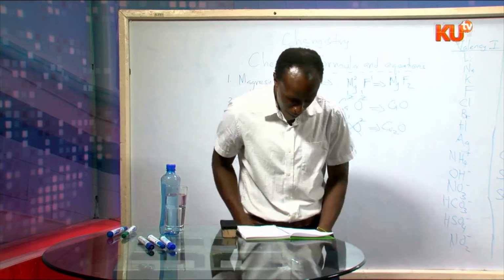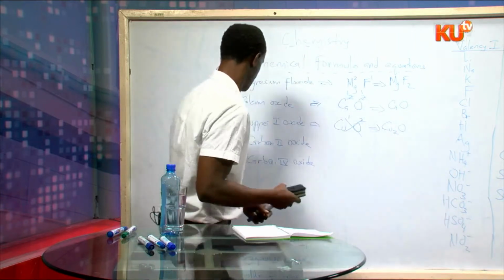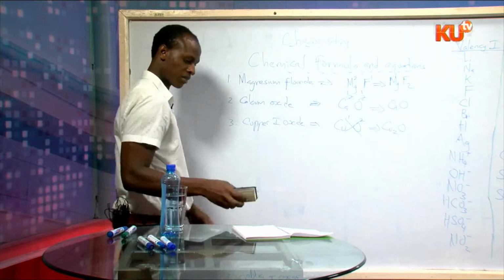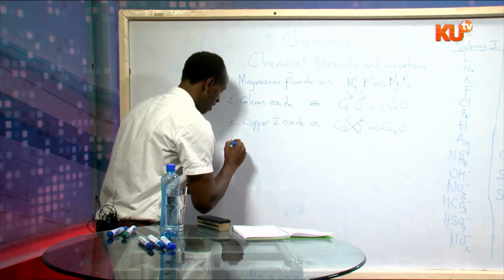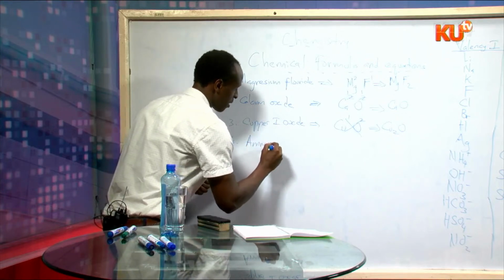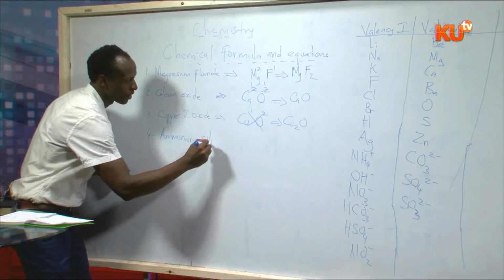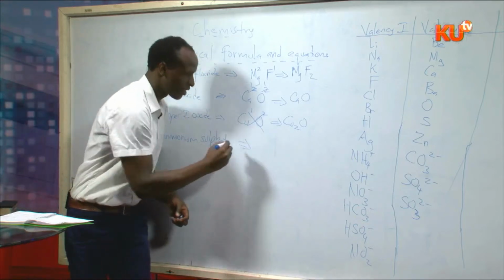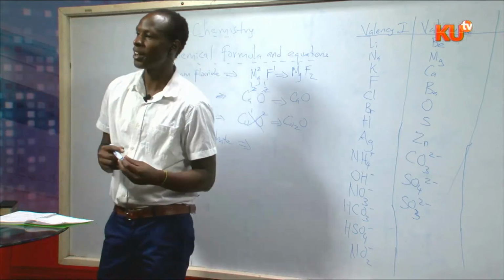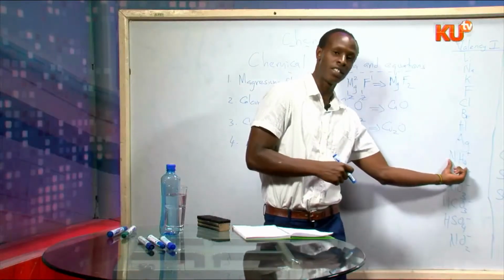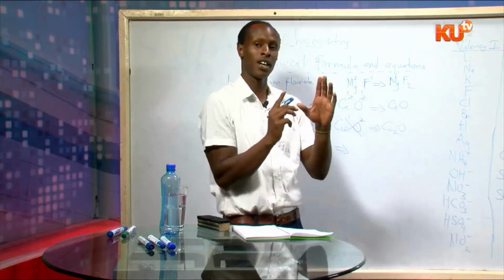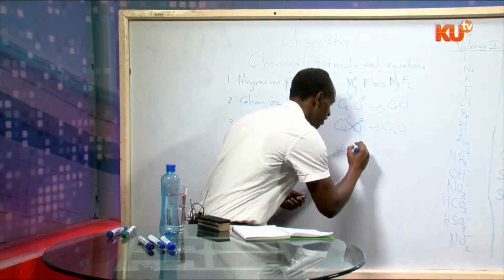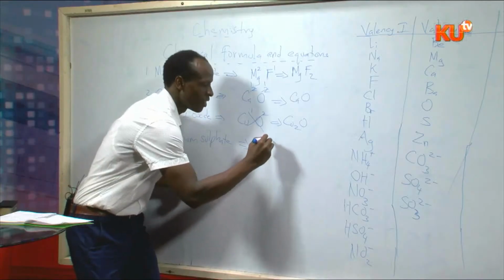We have ammonium sulfate. We want to write the formula for ammonium sulfate. Ammonium is a radical. Here it is NH4. When you are writing the formula, don't take the charge. Just take the valency. So we'll take NH4, and the valency is 1.